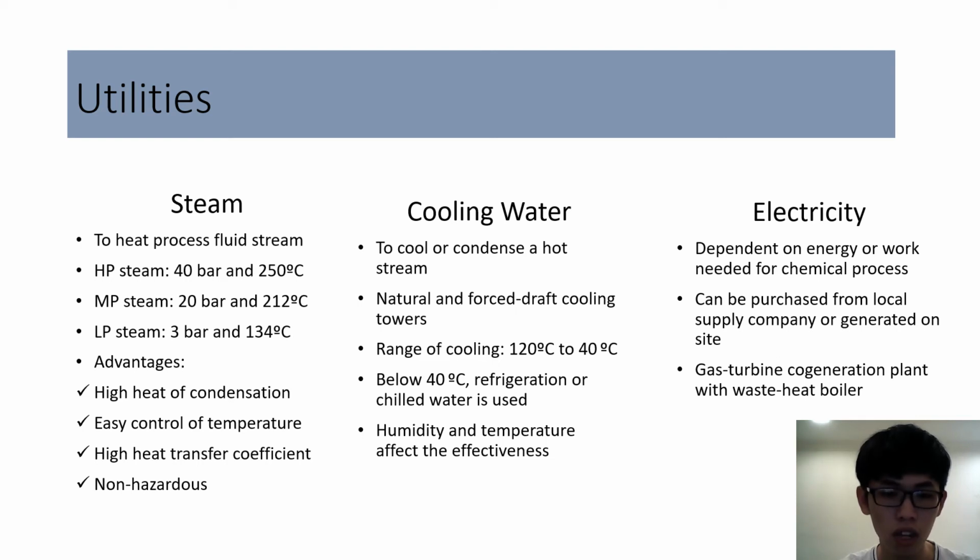Steam is used to heat a process fluid stream. Steam can be classified into high pressure, medium pressure, and low pressure steam with different temperature and pressure. The advantages of using steam as a heating utility are high heat of condensation, high heat transfer coefficient, easy control of temperature, and it is non-hazardous.